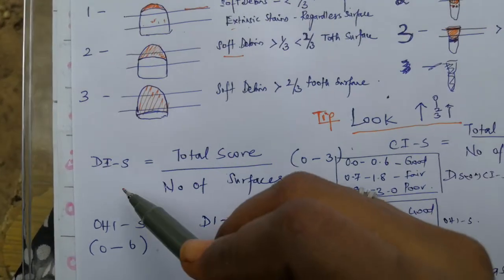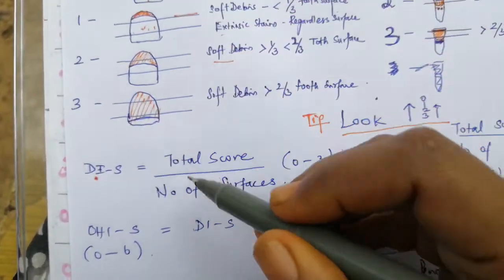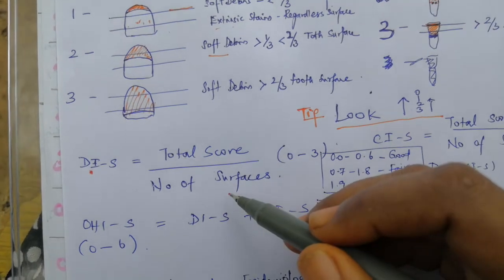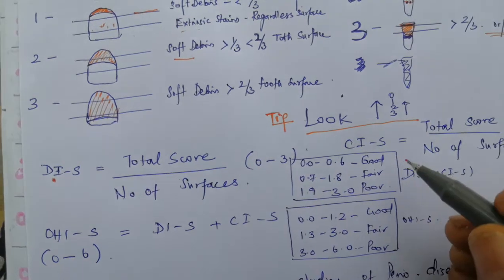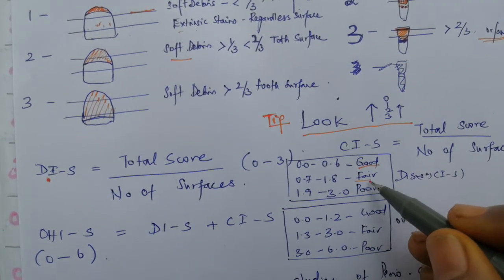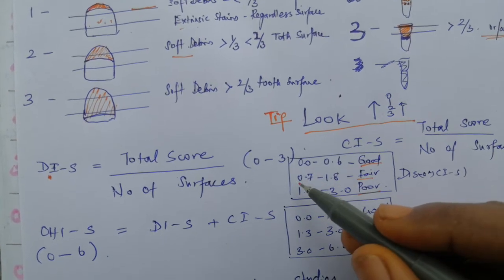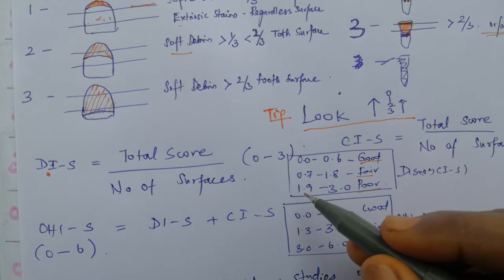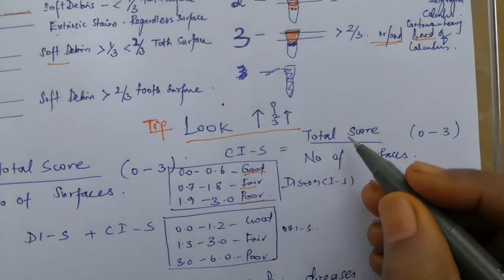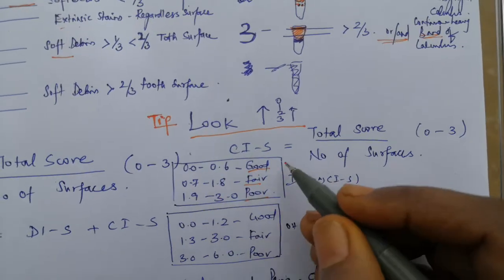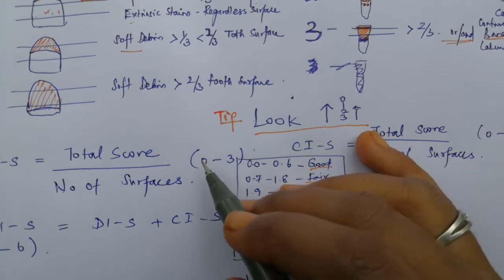So, how will you calculate the Debris index? The total score, whatever you have arrived at from this, divided by the number of surfaces. This will give you the Debris index. You can say whether the Debris index is good, fair or poor based on these measurements: 0 to 0.6, 0.7 to 1.8, 1.9 to 3. In the same manner for the calculus index also, total score divided by number of surfaces, and the same inference is given for the calculus index. It ranges from 0 to 3.